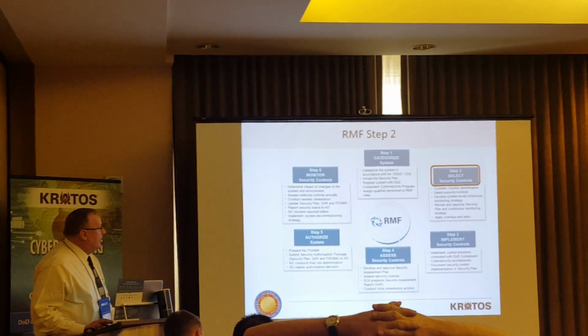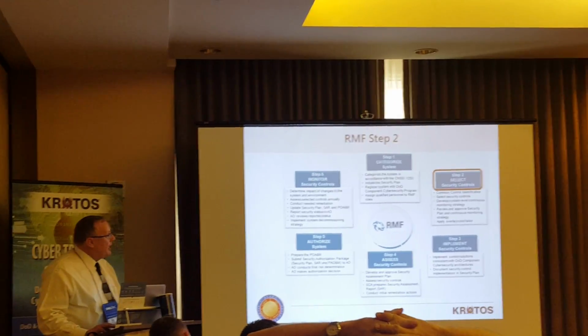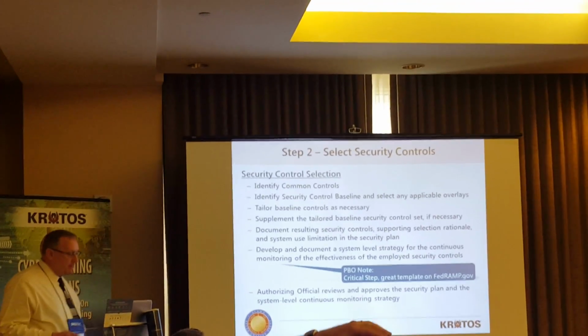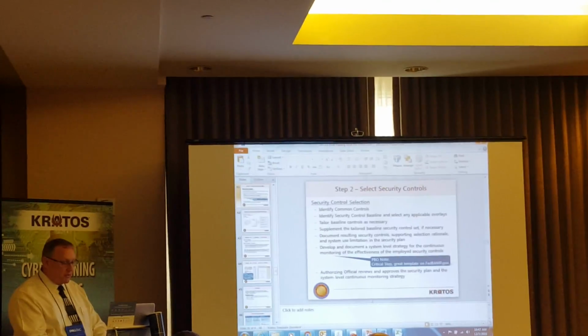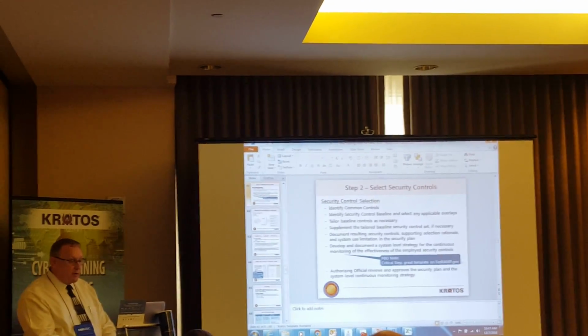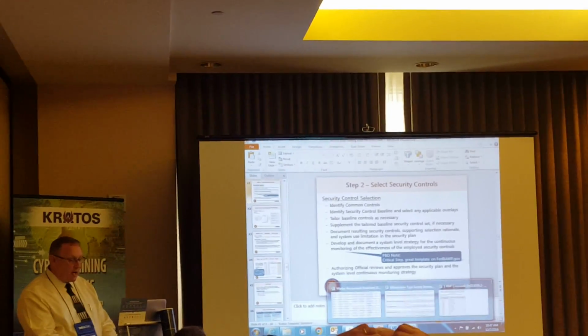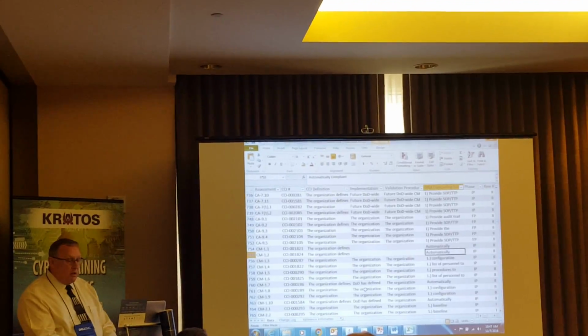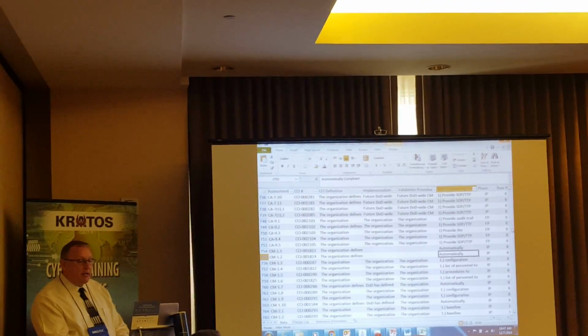Here you go. Next step is select controls, and so common controls. Not going to spend a lot of time on that, but that spreadsheet I showed you earlier, I'm just going to show you. If I go to this spreadsheet and you say common controls, we're talking about which controls am I automatically compliant with.